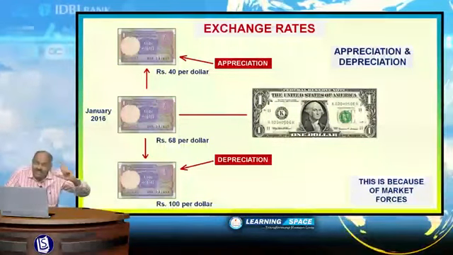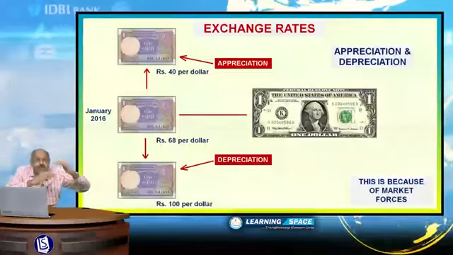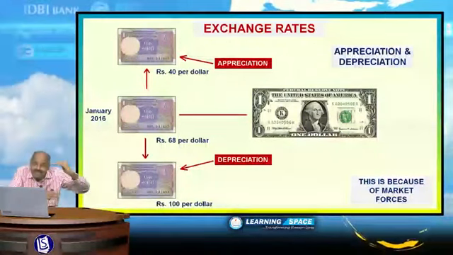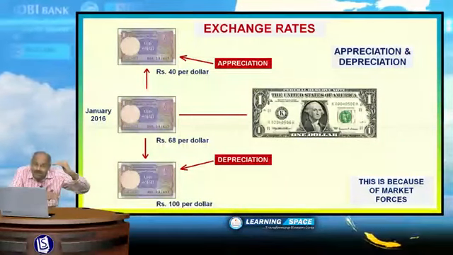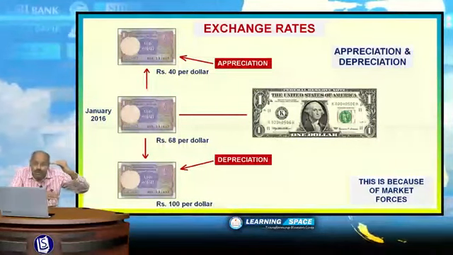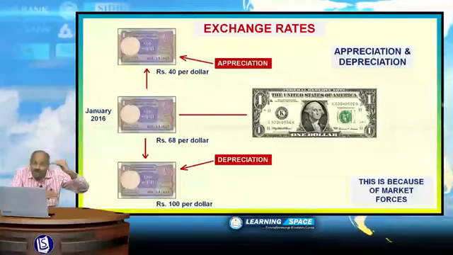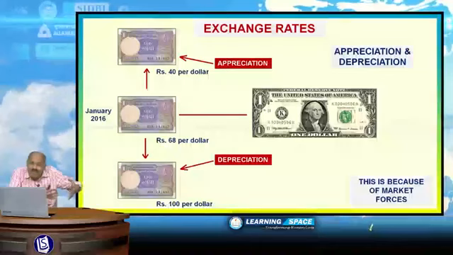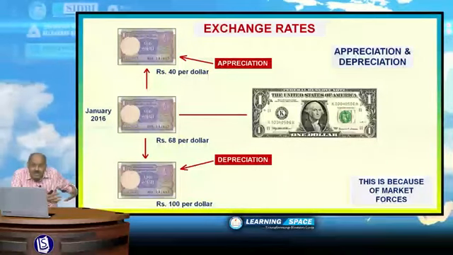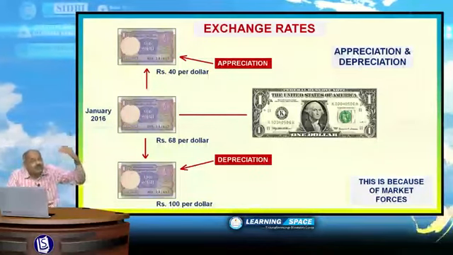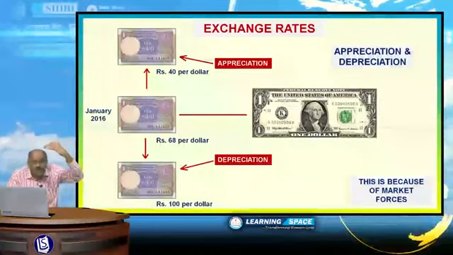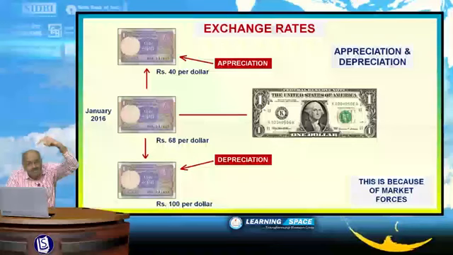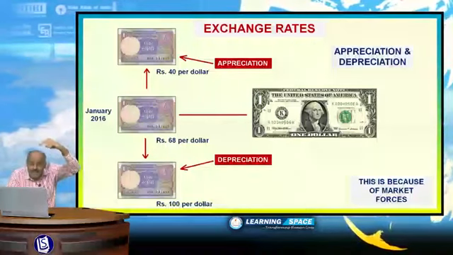So, now it is 68 rupees per dollar, and if tomorrow it becomes rupees 100 per dollar, that is a depreciation. Today it is rupees 68, tomorrow if it becomes rupees 100 per $1, it is depreciation. That means our currency is depreciating. And if tomorrow the currency becomes rupees 40 per dollar, that is appreciation. That is strengthening of rupee.